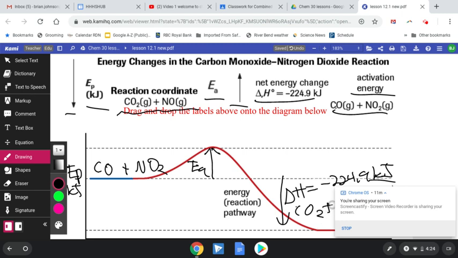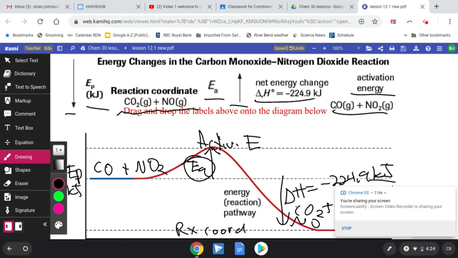and NO. And what else do I need to put on here? I think I've got everything covered. Energy of activation. Oh yeah, reaction coordinate at the bottom. And I could put the words activation energy to go with my symbol right there.